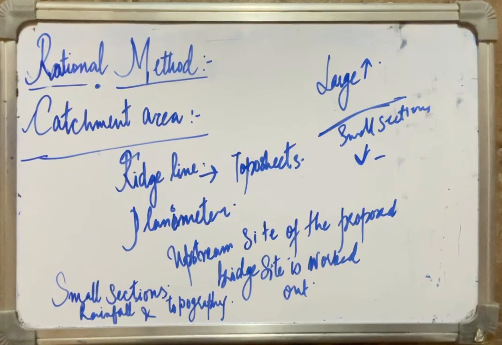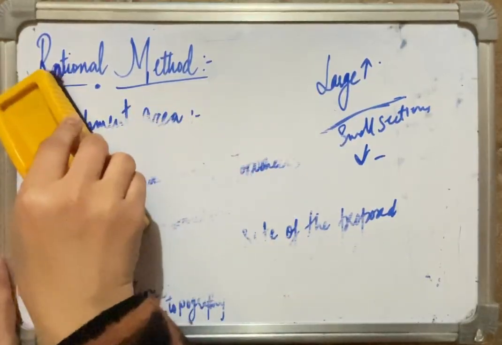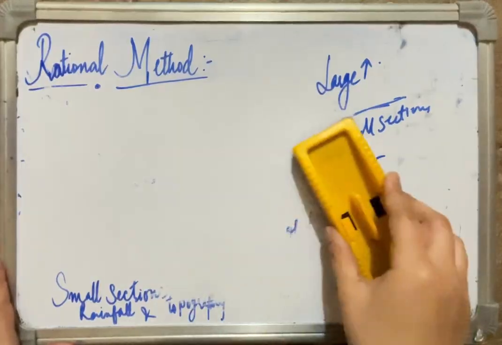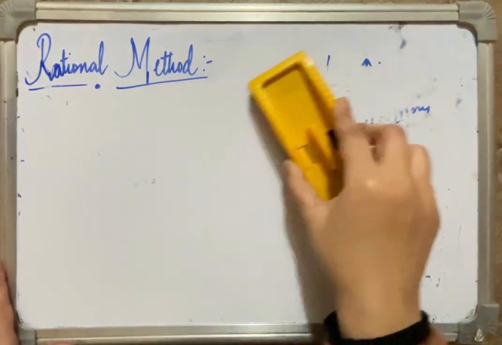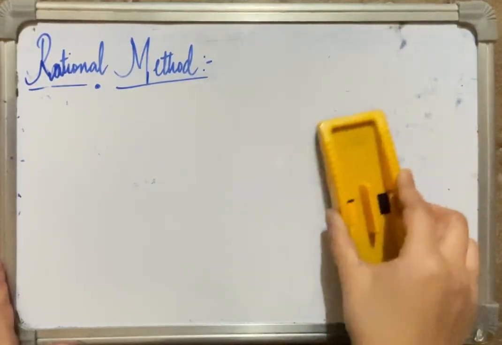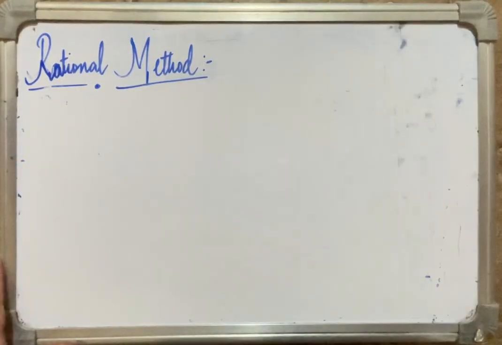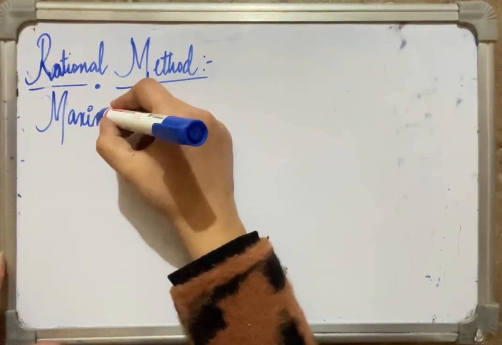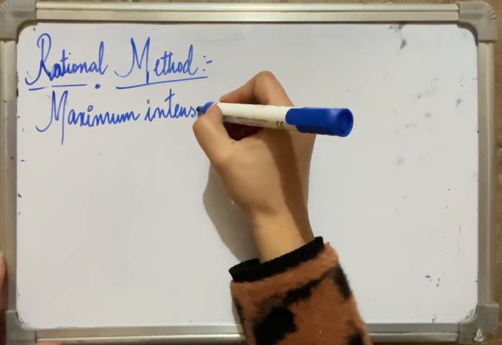Now, maximum intensity of rainfall. This is the rational method to determine the peak discharge or the maximum discharge for designing the bridge. It takes the rainfall and other characteristics of the area into consideration. We are discussing them in detail one by one. Maximum intensity of rainfall. How do we arrive at the maximum intensity of rainfall of a particular area?